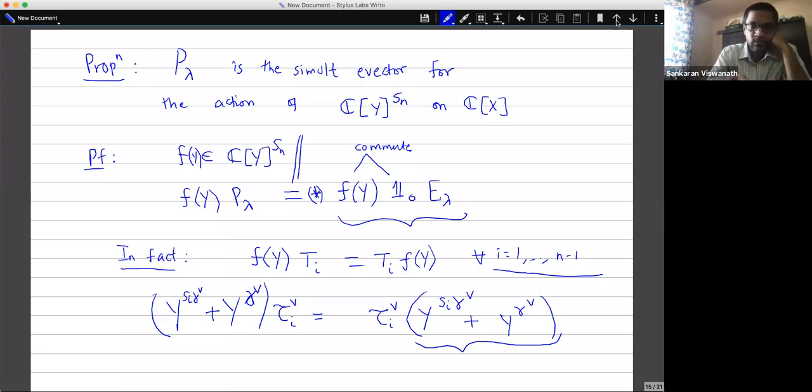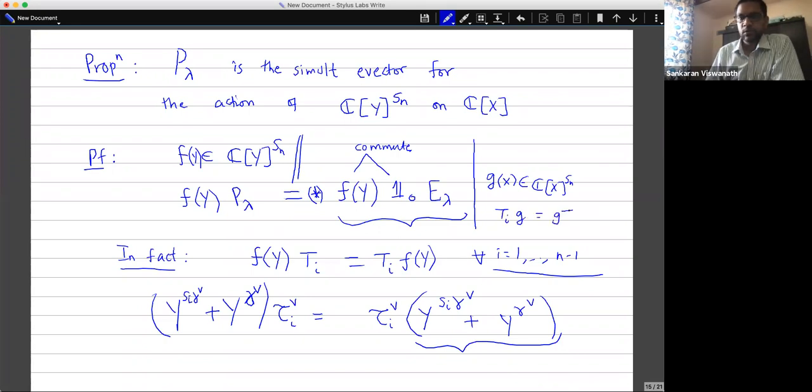Except this is just written for the y's, but the same thing holds for the x's. I should have said that actually. Maybe by duality, if you wish, you can replace the y's by x's. So if you take a symmetric polynomial in the x's, and you take any element of the finite Hecke algebra, for the same reason they will commute.